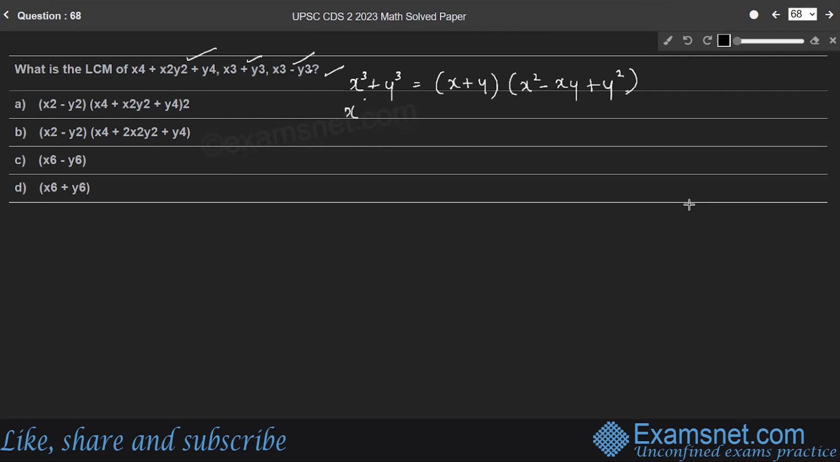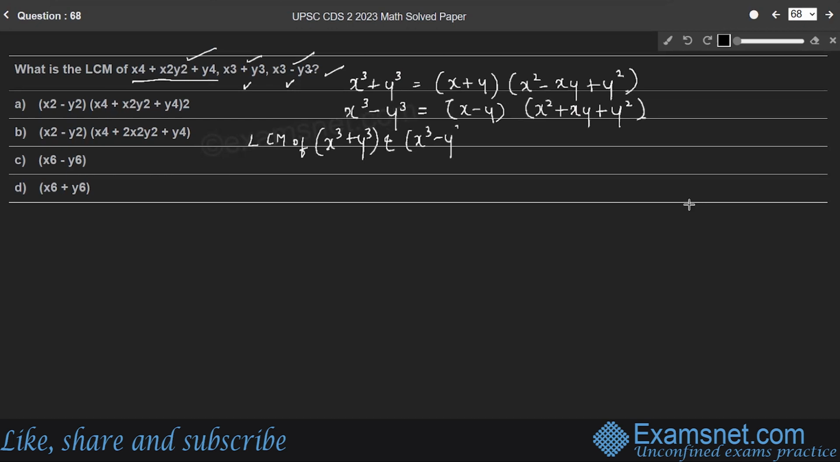Whereas x cube minus y cube is x minus y into x square plus xy plus y square. These are the factors of x cube minus y cube. We'll take the LCM of x cube plus y cube and x cube minus y cube first. Later, we'll take the LCM with the third expression.